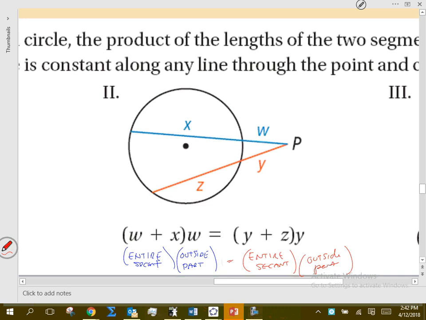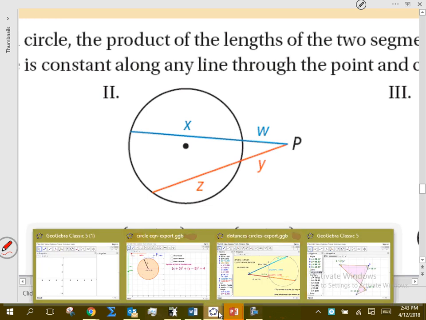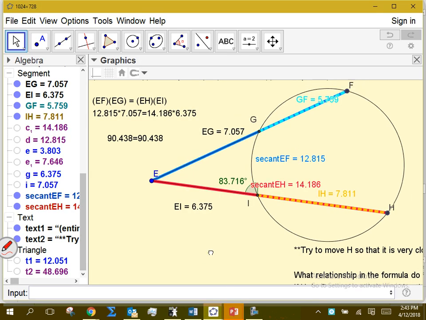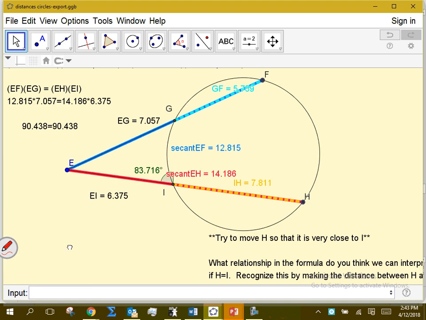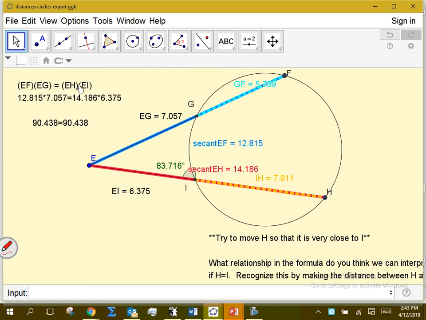Okay? Because maybe in the next question, instead of using X, W, Y, and Z, they might use A, B, C, and D. They might use M, N, O, and P. They might use 2, 3, 4, and R. So it's nice to be able to look at the whole thing compared to the outside part, and then the whole thing compared to the outside part. Okay? But let me give you an image of this. Just kind of running through what I've done here.